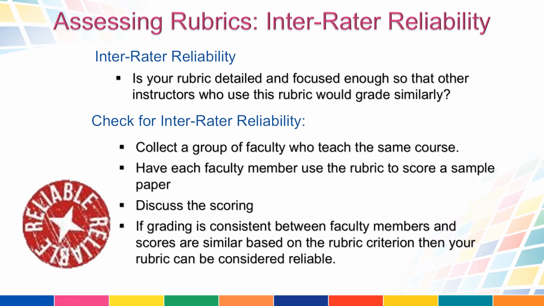To check for inter-rater reliability, have a group of faculty members teaching the same course score a sample paper using the rubric. When grading is complete, have everyone discuss their scores and what led them to assign such a score. A rubric that leads to consistent, similar grading between faculty members can be considered to be reliable.